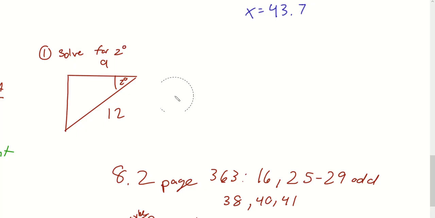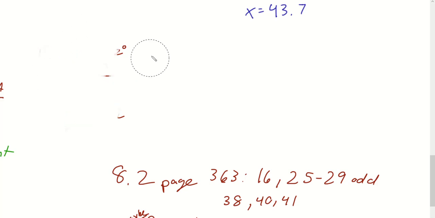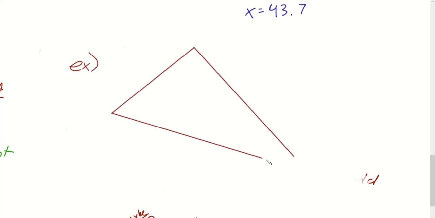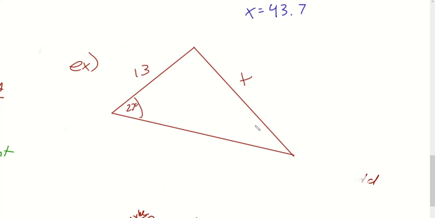Oh, I'll write it up here so you guys all have it. Okay. Example. My triangle. I'm gonna do 13x, 22 degrees and 57 degrees. Try that one out.